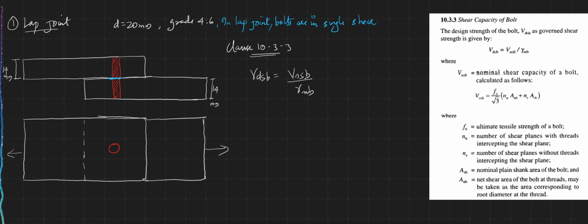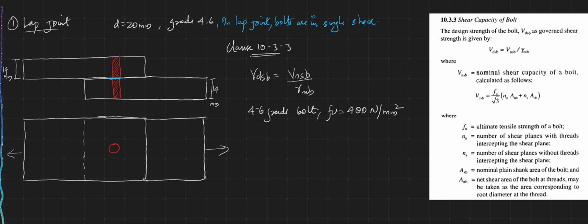Fu is the ultimate strength of the bolt. So the ultimate strength of the bolt for a 4.6 grade bolt, 4 into 100, that is 400 Newton per mm squared, so that is known. Now you need to find what is nn. nn is the number of shear planes with thread intersecting the shear plane.